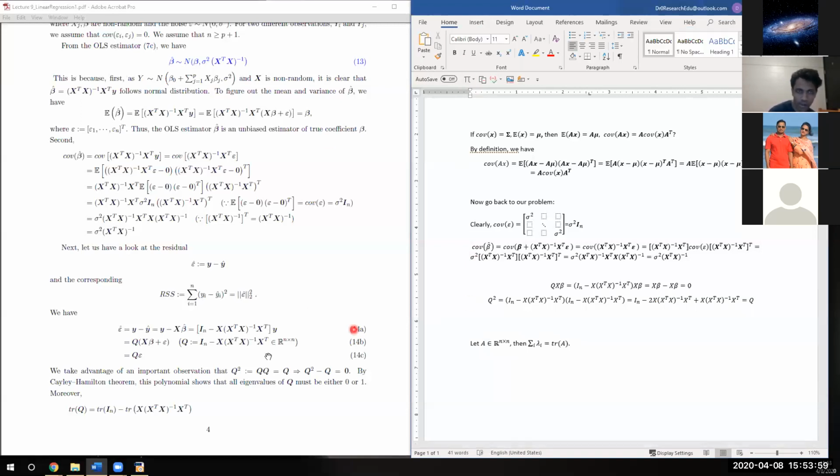So using this thing, if I want to see how many lambdas are 1, I just need to look at the trace of Q, because Q equals I minus this, right? So of course you take the trace of both sides, so you're going to have this. Okay, now very clear.